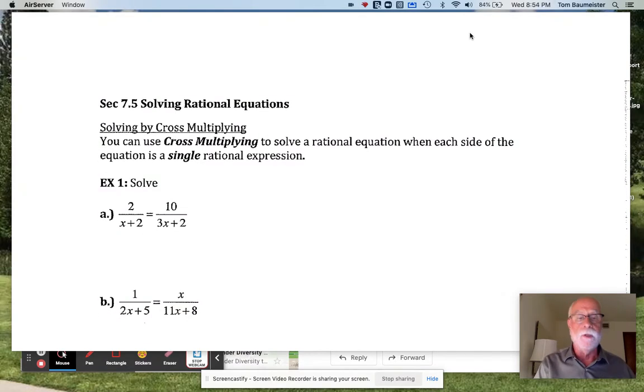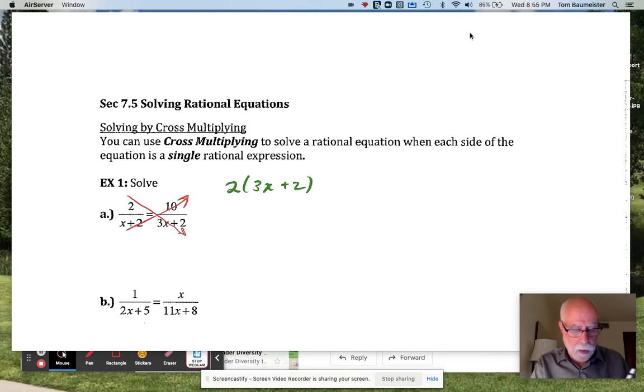Like on the first example here, of course, I'm going to give you two that are exactly like that, because now it's telling me I can cross multiply here because it's equals. So I'm going to take 2 times 3x plus 2, and then I'm going to take the other one here, and that would be equals 10 times x plus 2.